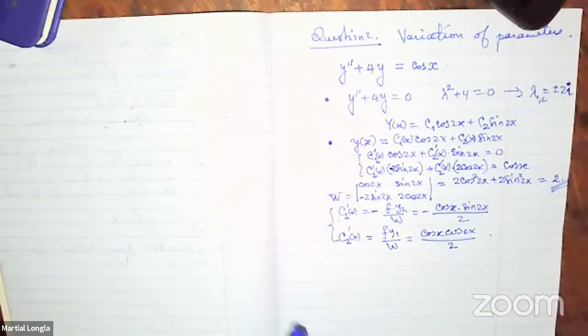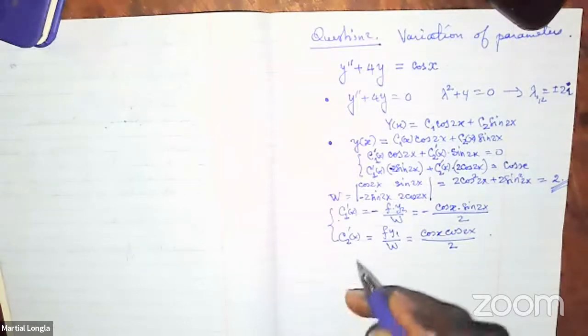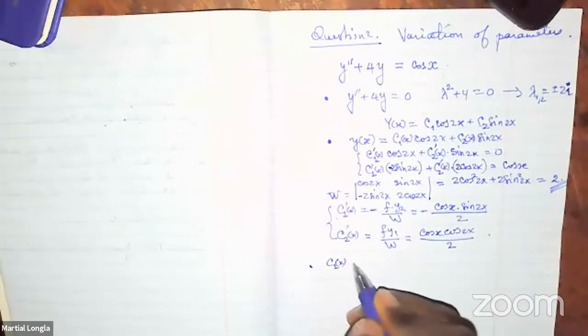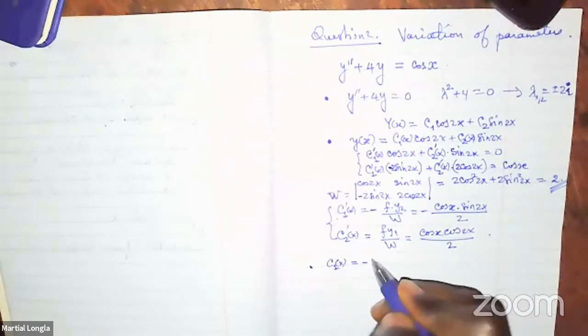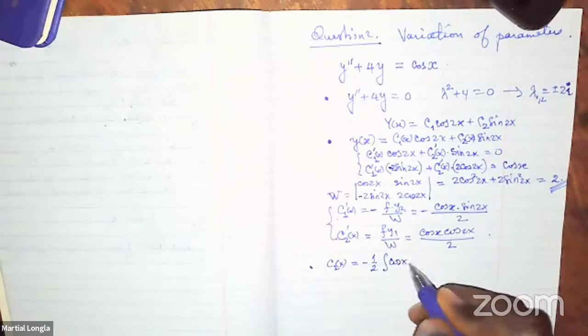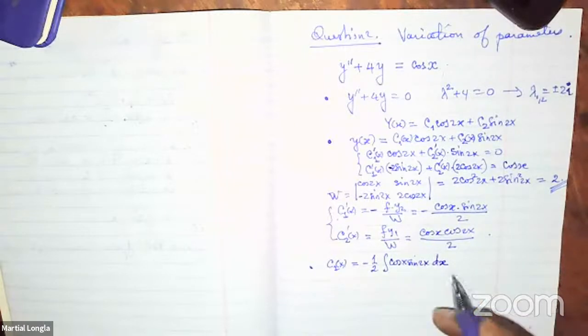And now we have one step left, which is to integrate each of these derivatives to get the two coefficients, c1 of x and c2 of x. So c1 of x equals negative 1/2 integral of cosine x sine 2x dx. How do we integrate this, please?